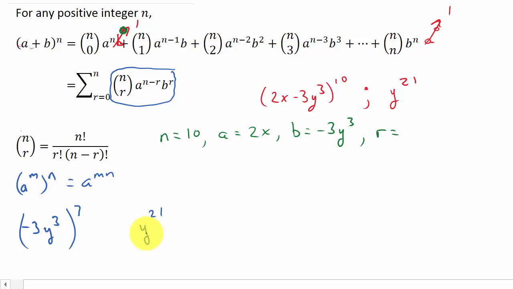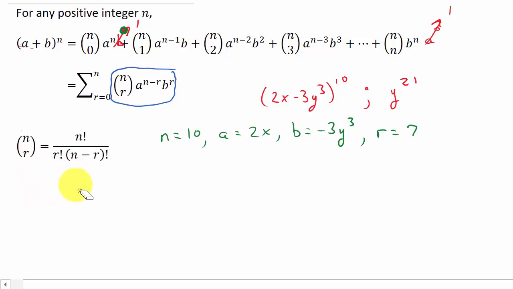All right. You can't just say that r is 21 because our b has a y cubed in it. We just need the final exponent to be 21. And so what do you have to multiply to 3 to get the 21? That's 7. And so now we can see r is 7. Okay. All right. Well, there you go. You've got everything now, so we just plug everything into this.